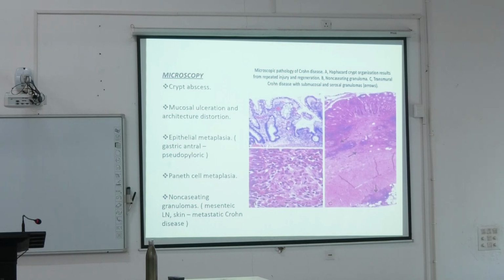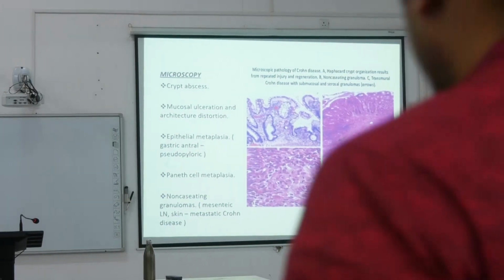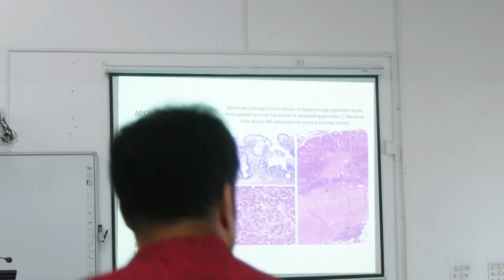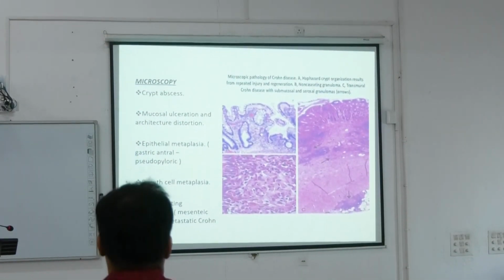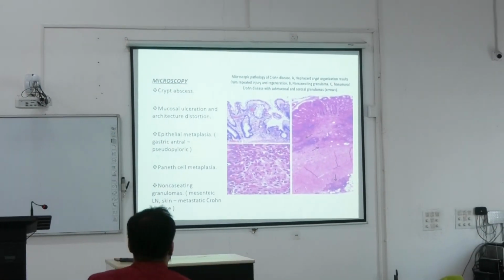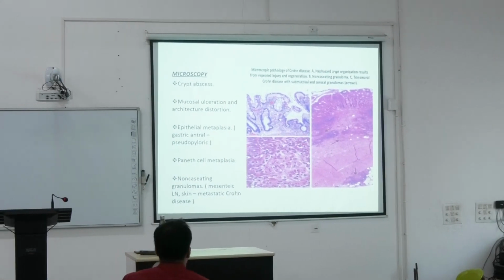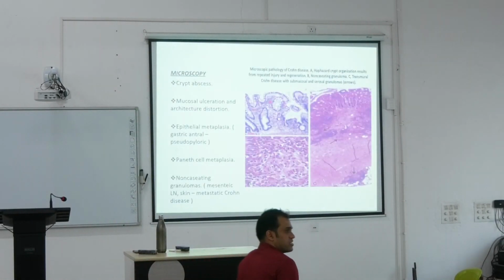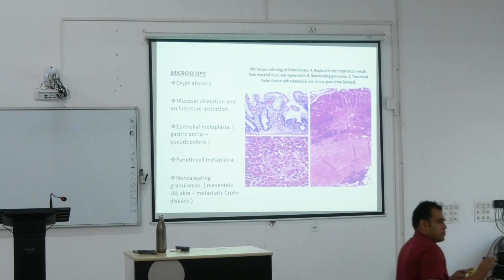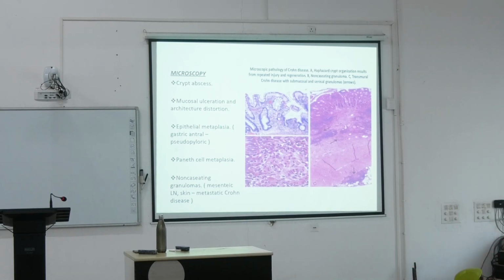Now I'm going to tell you the microscopy. Cryptitis and crypt abscess. What is cryptitis? What is crypt abscess? So the first and foremost thing is mucosal ulceration, which I explained to you. Aphthous ulcers, which coalesce to form larger ulcers. Mucosal ulceration, which will cause architectural distortion.